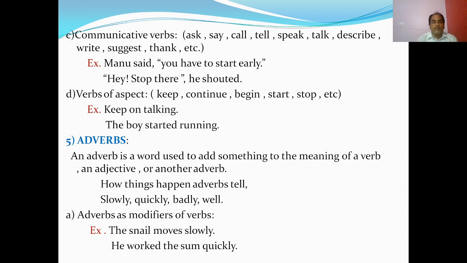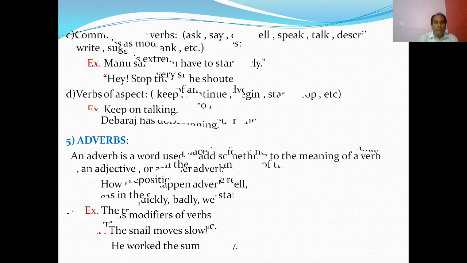How things happen, adverbs tell: slowly, quickly, badly, well. So adverbs as modifiers of verbs, you see. Most of the adverbs are verb modifiers. The example: the snail moves slowly. Slowly is the adverb because it modifies the verb moves. He walked quickly. Quickly is the adverb of the verb walked. Why? Because it modifies the verb walked. So it's the adverb, the modifier of a verb.